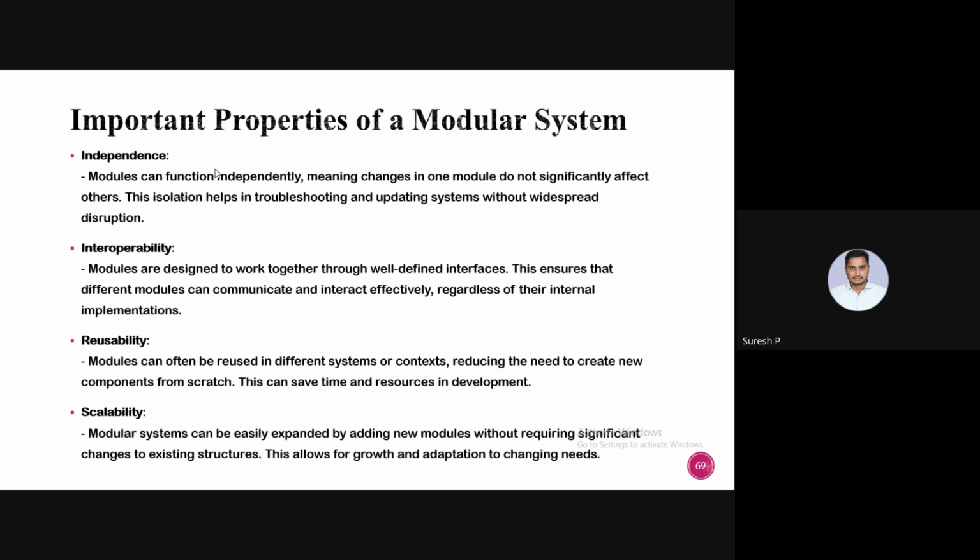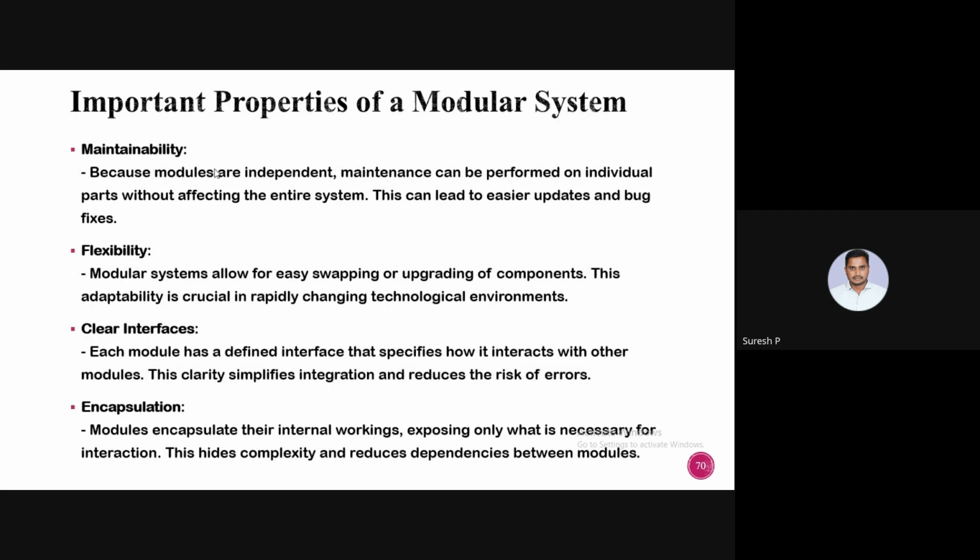Then the scalability. Whenever we want to expand or increase the features, without modifying the existing code and without touching the existing modules, you can add one more module. In that module, you can add the additional functionalities, and that can be attached with the existing software. So scalability is another important property of a modular system.